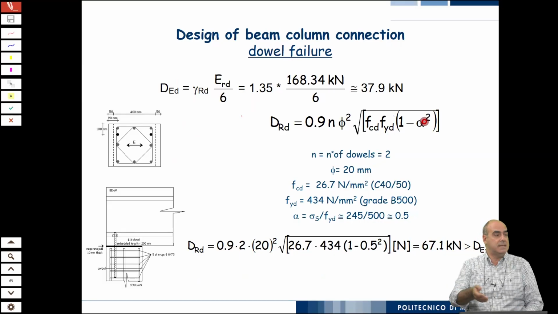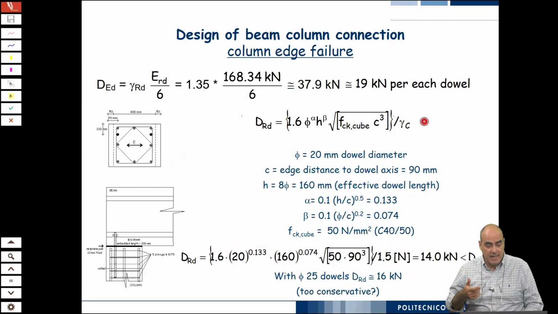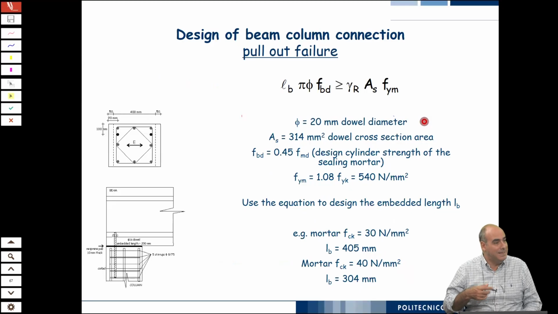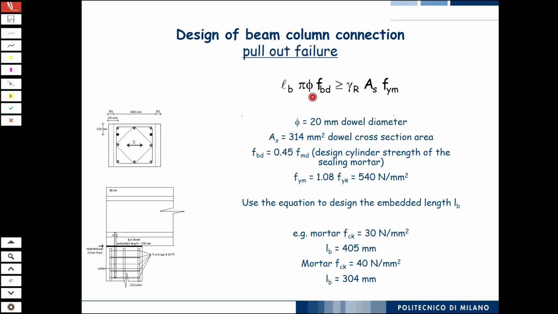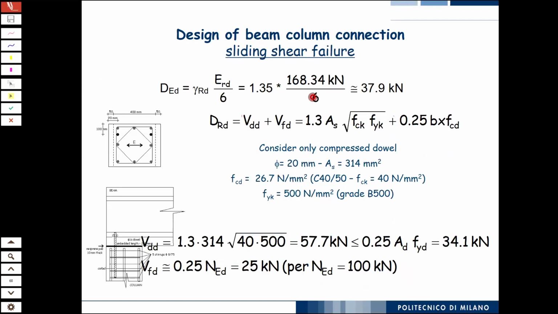And so this is the same formula that you use for bolts when the bolt is subjected to shear and tension. So really, as I was saying yesterday, there is nothing new here. And this is the pull-out failure. Development length times pi times the diameter of the bar times the bond strength. And you want the bond strength, the strength of the bond mechanisms, to be higher than the yielding of the dowel, because that is what you want.